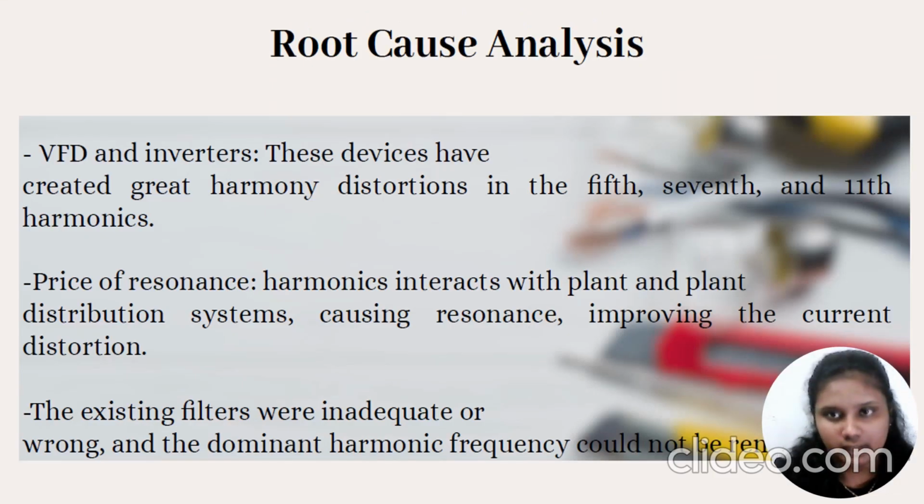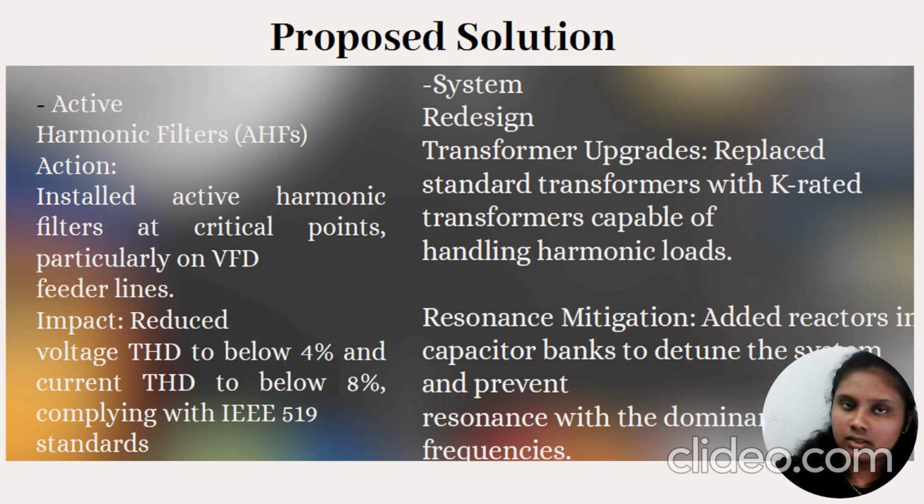Moreover, I would like to explain the root cause analysis. First of all is VFDs and inverters. These devices have created great harmonic distortion in the 5th, 7th and 11th harmonics. Second one is resonance. Harmonics interact with the plant distribution systems, causing resonance, amplifying the current distortion. The last one is that the existing filters were inadequate or wrong, and the dominant harmonic frequency could not be removed. The solution that was proposed for this issue is active harmonic filters.